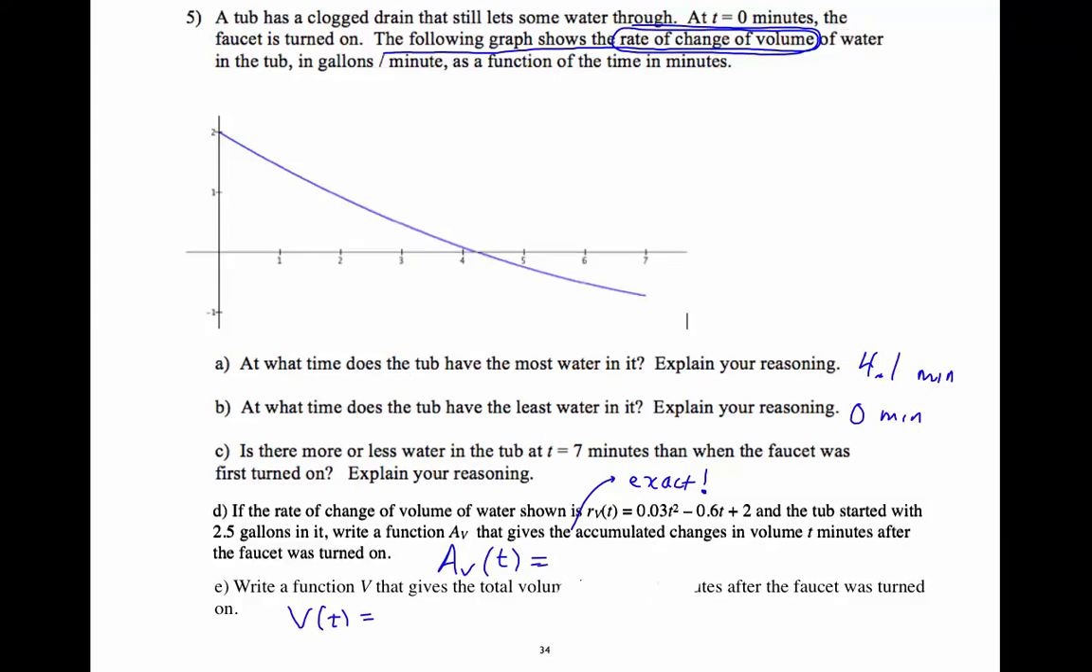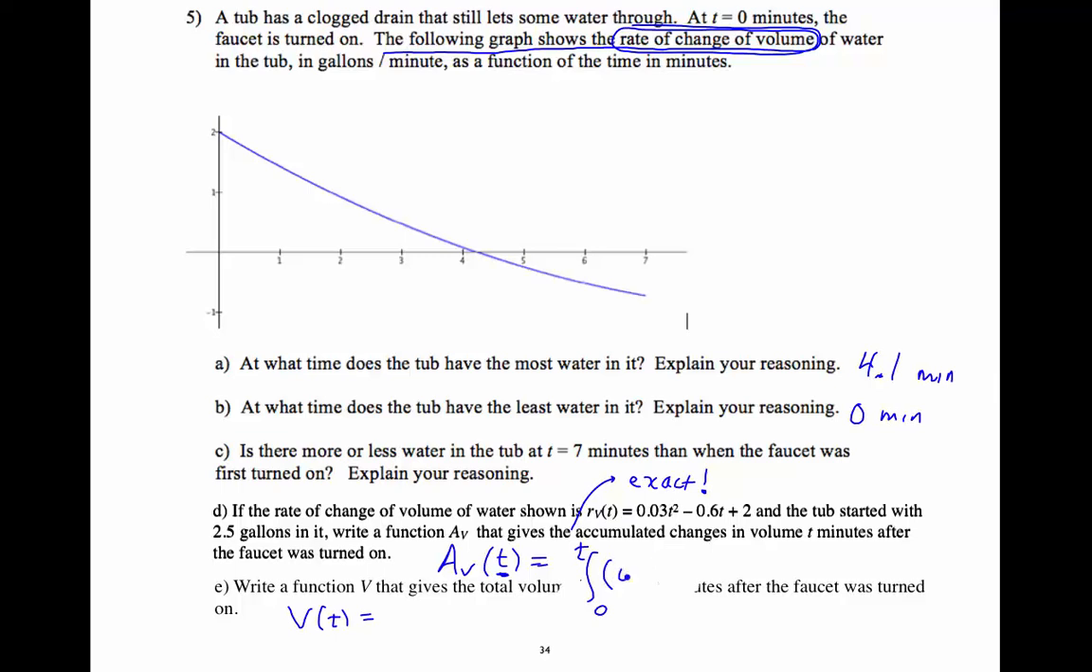So an exact accumulation function is an integral. The integral from what to what? 0 to t. So it's this. Our ending value of accumulation has to be our independent variable, t. Of what? So you could write either. You could write the function notation, or you can write the rule. I'll just go ahead and write the rule.